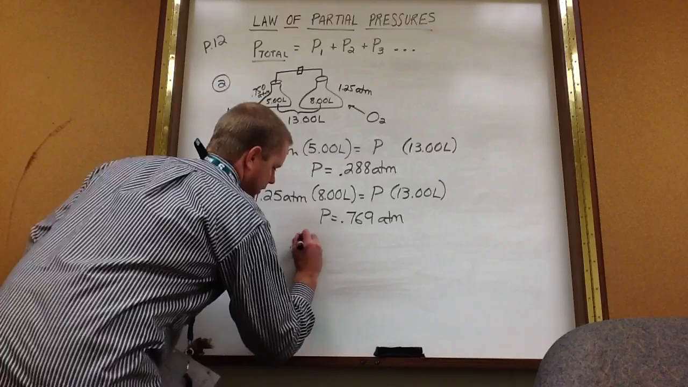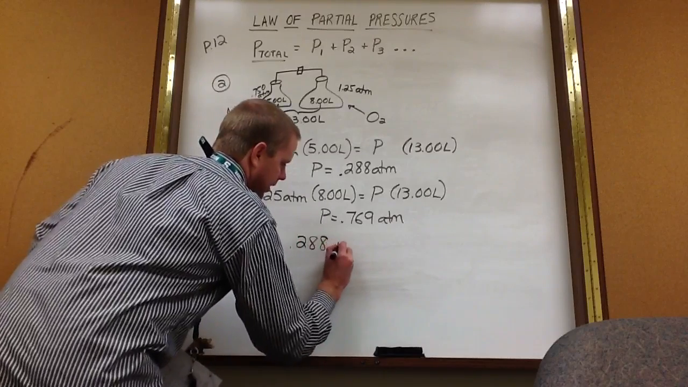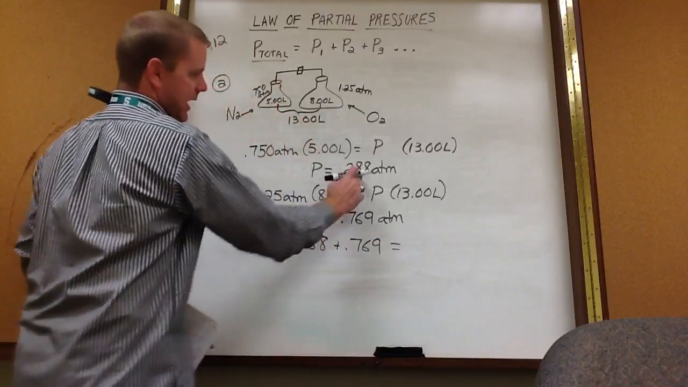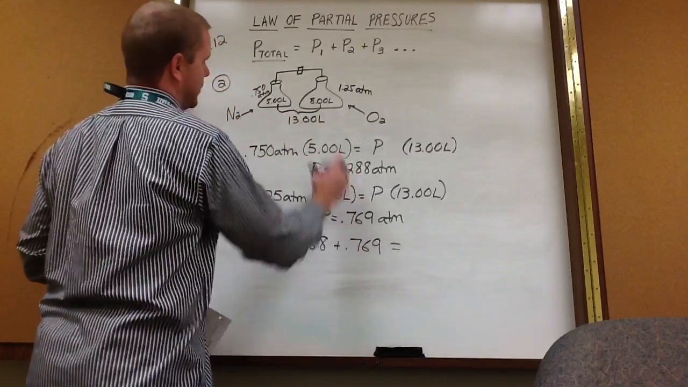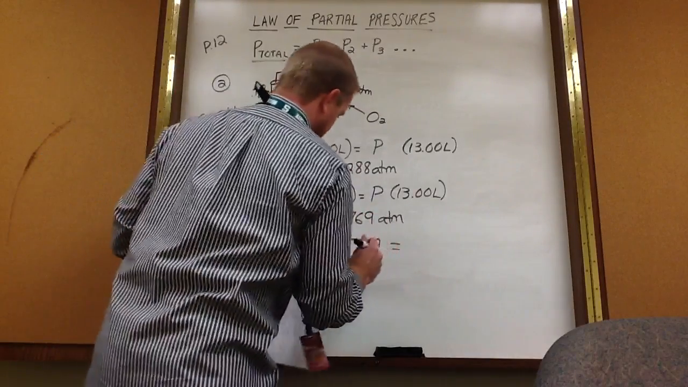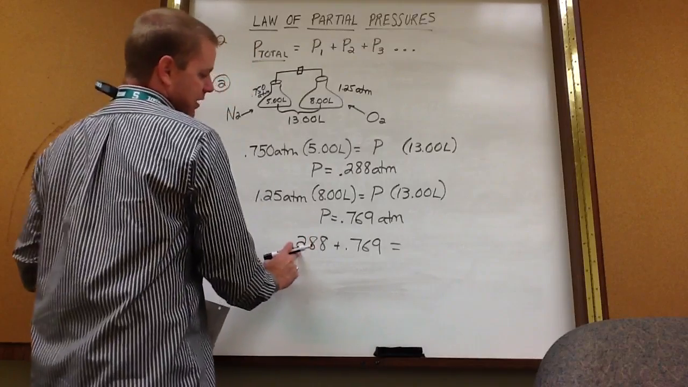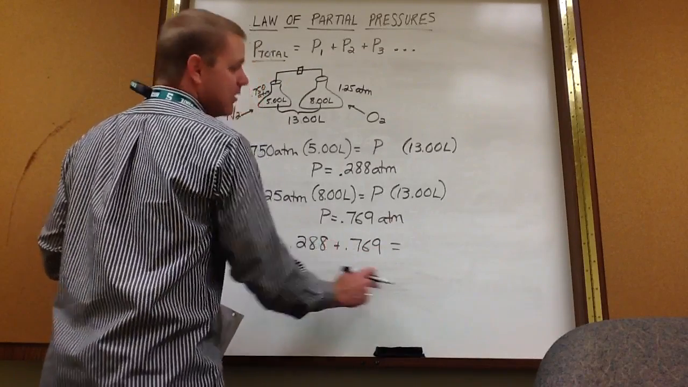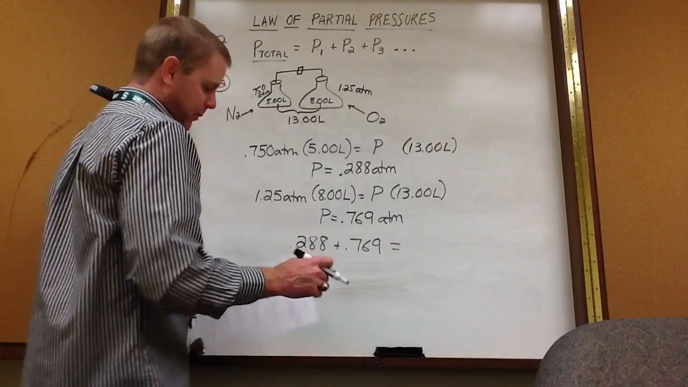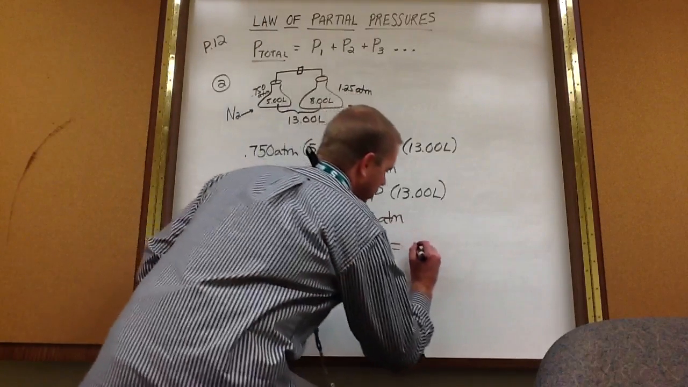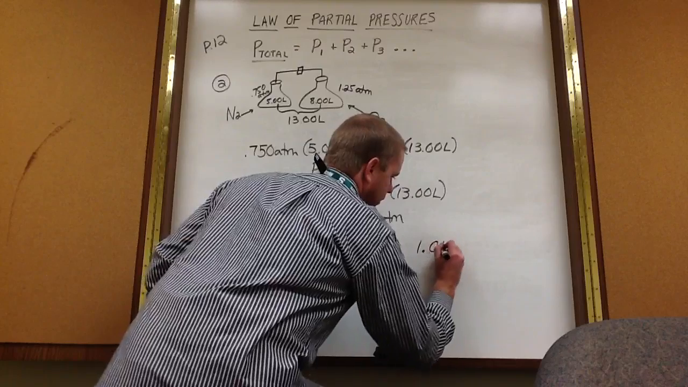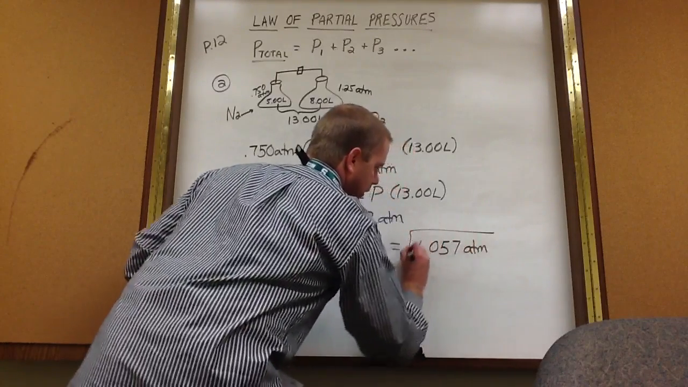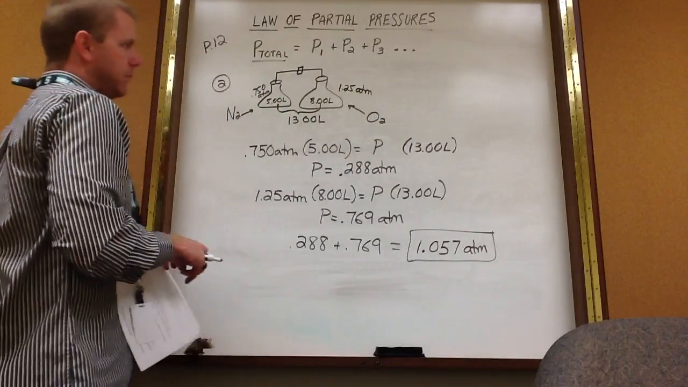Last thing is, it says, what will be the pressure of the resulting mixture? So you take 0.288 plus 0.769. The 0.288 came from there, 0.769 comes from here because we add them together. You do that, and this was tens place, hundreds place, thousands place, tens place, hundreds place, thousands place. We're adding, so our answer goes to the thousandths place. Therefore, the final answer is 1.057 atms. That's number 2.